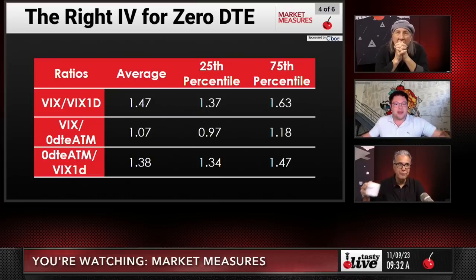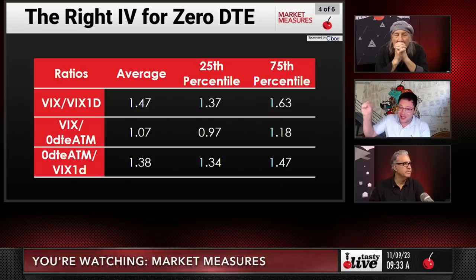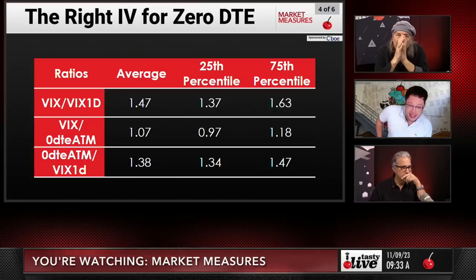What that means is, on average, the 30-day VIX gives us an IV that's 47% greater than the one day. If you look at the second row, the VIX over the actual IVX of the 0DTs is very similar. So on average, the IVX of the 0DTs is going to be very, very similar to the 30-day VIX, not the one-day VIX. Now, that also means that the one-day VIX is going to be smaller than the IVX of the 0DT. So that's what this is saying: usually the VIX is greater than the one-day VIX, but the 0DT IV is actually closer to the VIX than the one-day.